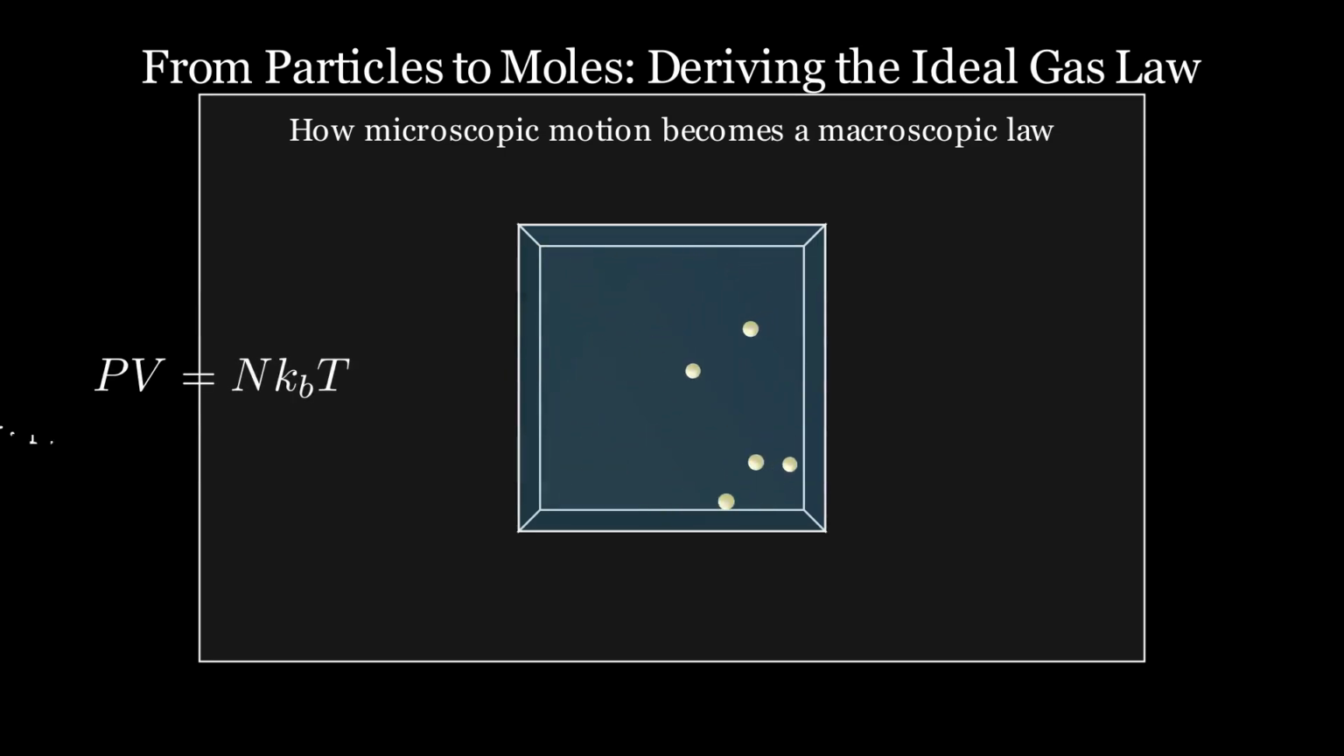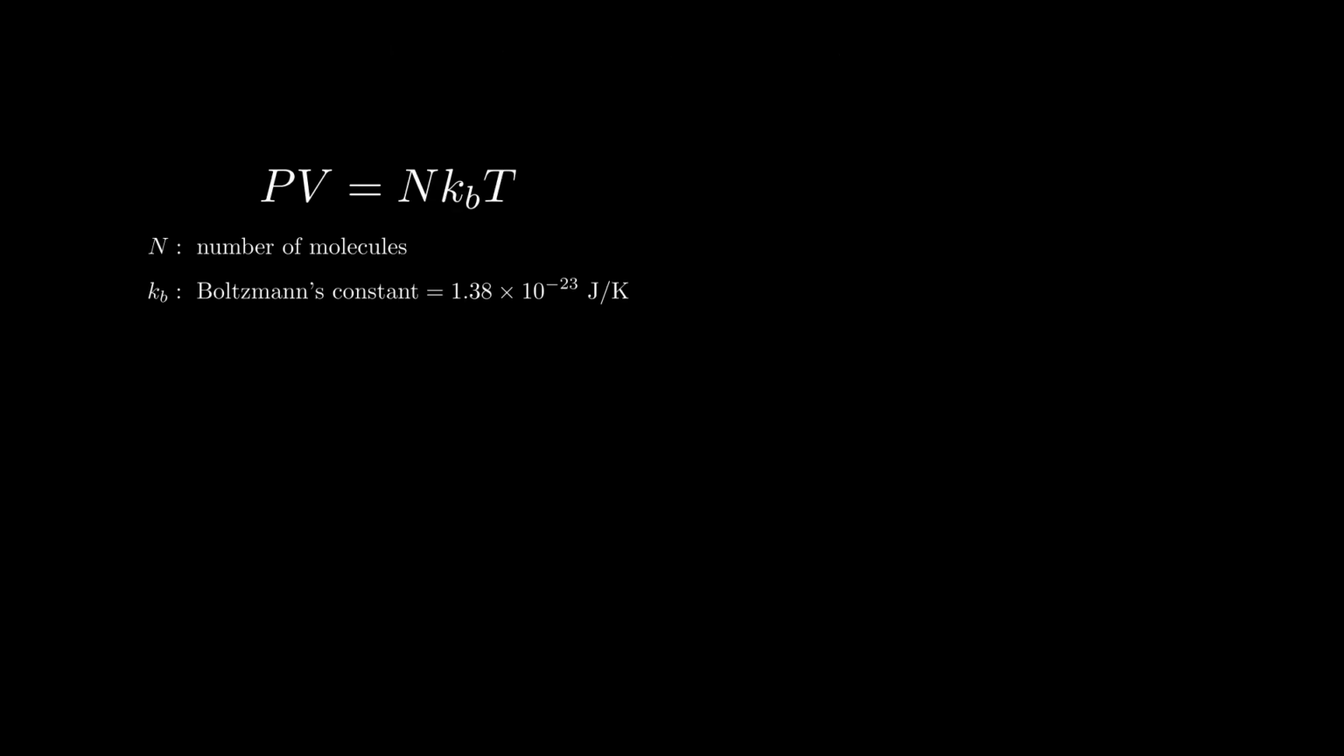This microscopic behavior is described by the equation: pressure times volume equals capital N times k_B times temperature. Here, N stands for the total number of gas particles, k_B is Boltzmann's constant, and temperature reflects the average kinetic energy of the particles. This equation connects individual molecular motion to bulk properties like pressure and volume.